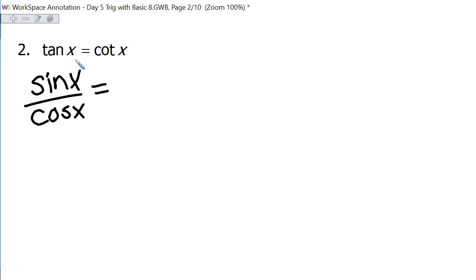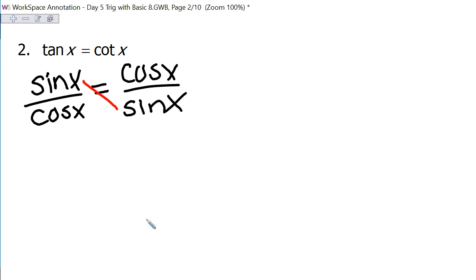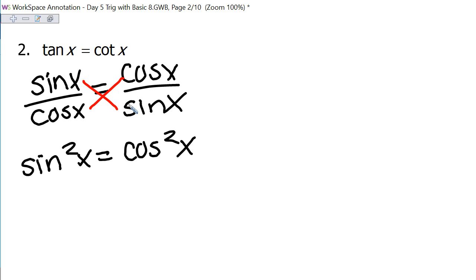Drop down the equal sign. And instead of cotangent of x, I could change that to cosine of x over sine of x. And now I have a proportion. So to solve a proportion, cross multiply. So sine of x times sine of x would be sine squared of x. And for the other diagonal, cosine of x times cosine of x gives us cosine squared of x.